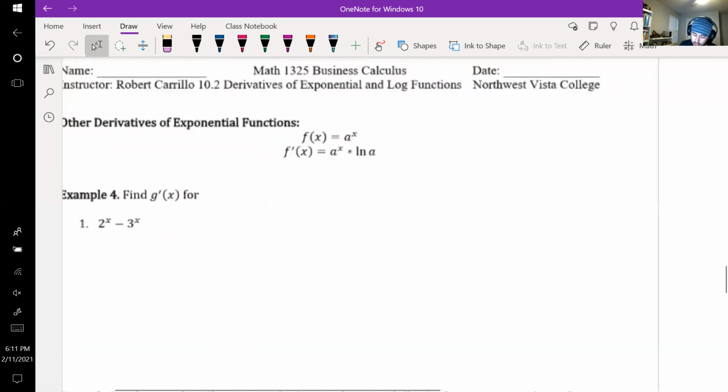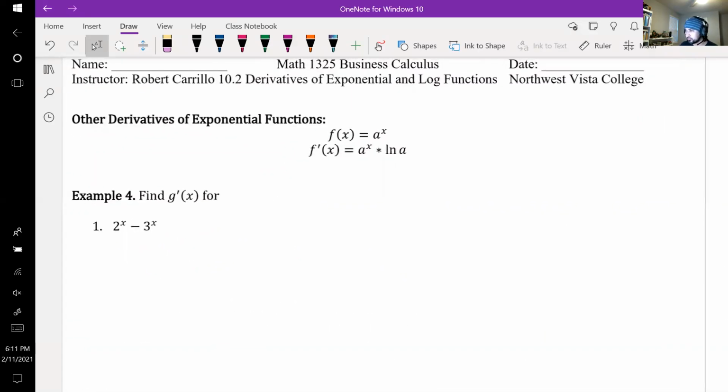All right. One more derivative formula. So now this is the derivative of any other exponential function. So if you are given f of x equals a to the x, then the derivative of a to the x is going to be a to the x times the natural log of whatever that base is. So a to the x times the natural log of a. So that is the derivative formula for any exponential function a to the x.